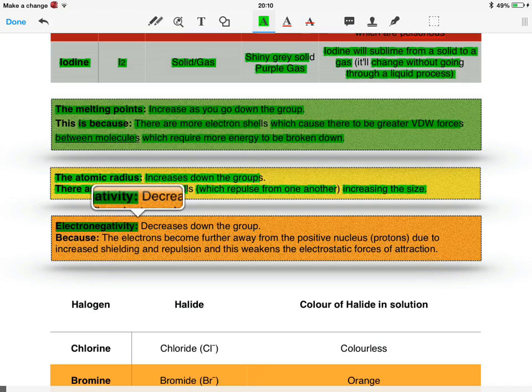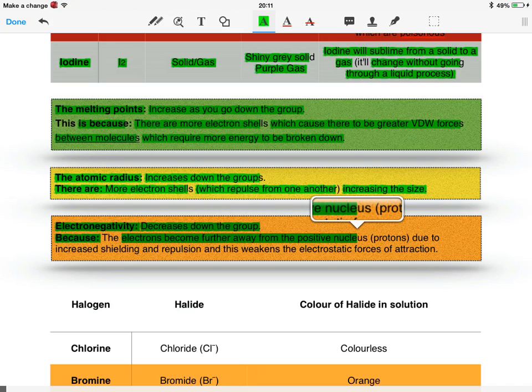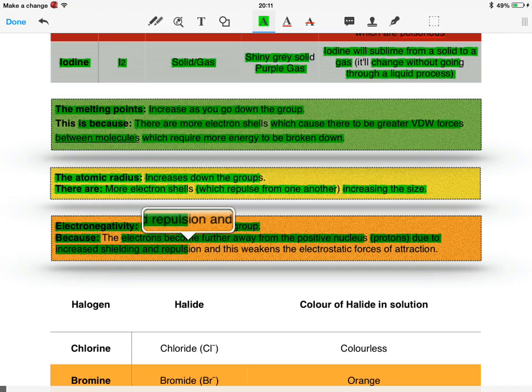Now we have electronegativity, and this decreases down the group. Yet again, it's because of the electrons, and it's because these become further away from the positive nucleus, the protons, and due to the increased shielding and repulsion, this weakens the electrostatic forces of attraction.